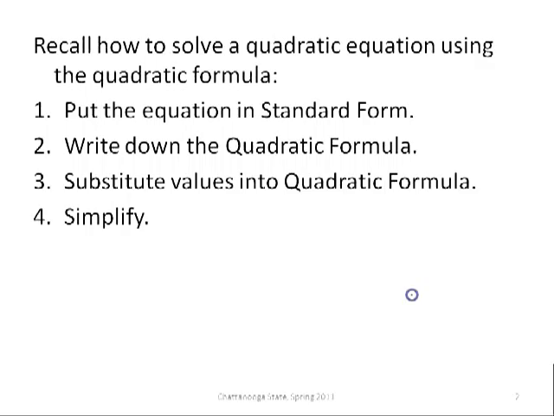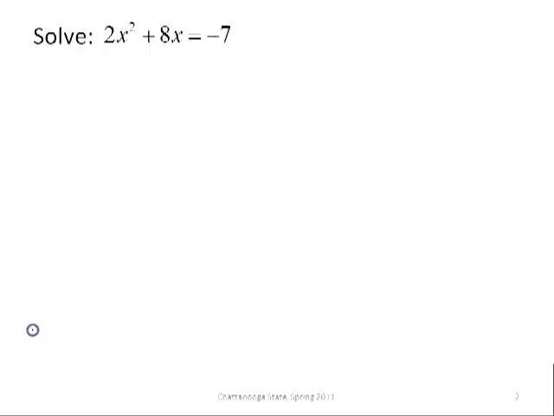Once we have the quadratic formula written down, we're going to substitute the values for a, b, and c into the quadratic formula, and then we simplify. This simplifying step can be fairly tedious, so we've got to really be careful to watch out for careless mistakes during that step. So let's look at an equation.